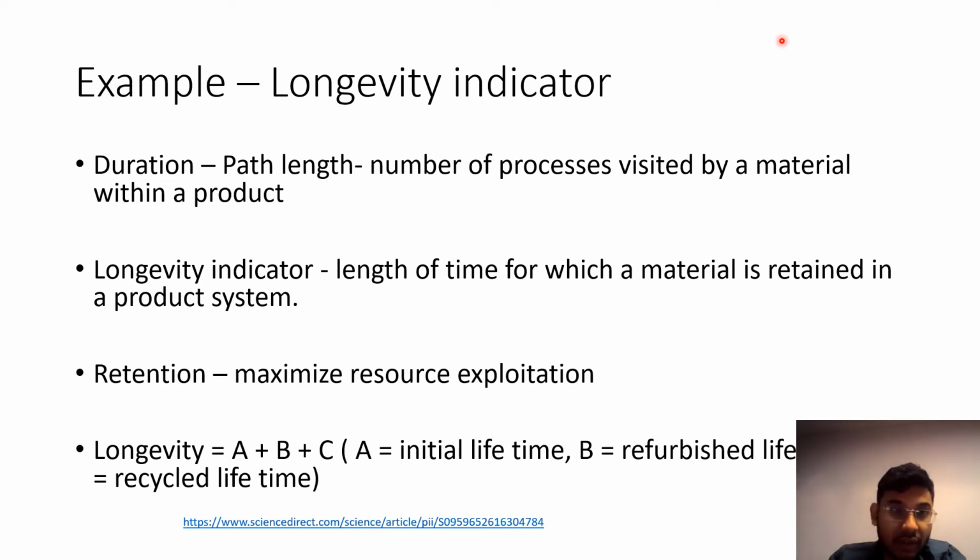So he has dealt with the problem of mobile phones, and he has developed an indicator called the longevity indicator. Okay, so the duration or the path length is actually the number of processes that is visited by a material within a product. I have already explained to you what are the possible processes that a product can go through, right? It can have an initial lifetime, it can have reuse, refurbishing, recycling, and all these product paths that I have indicated. So path length is simply the measure of the number of processes.